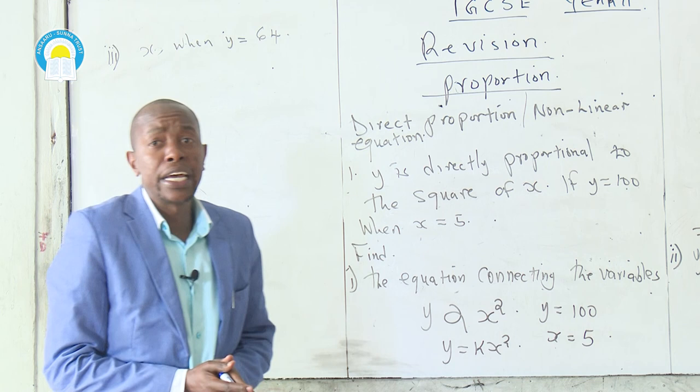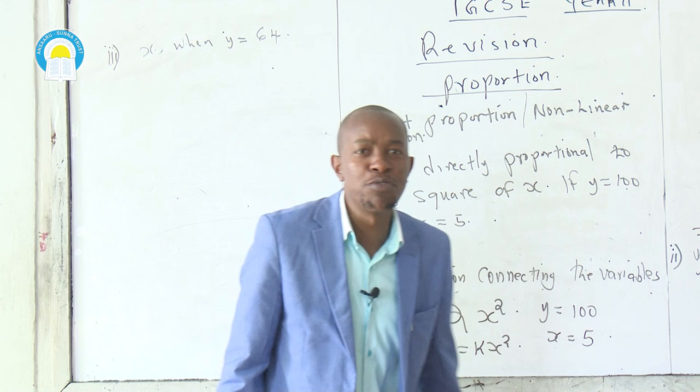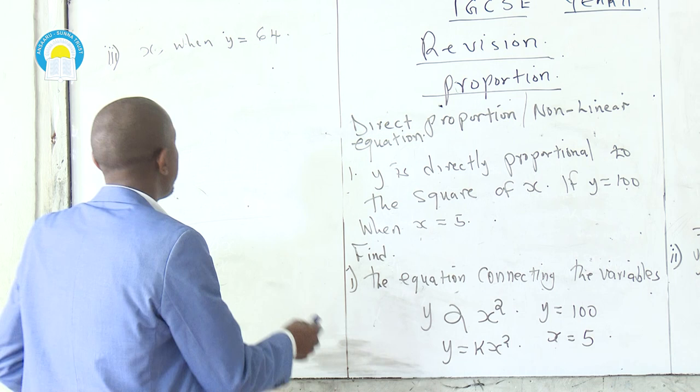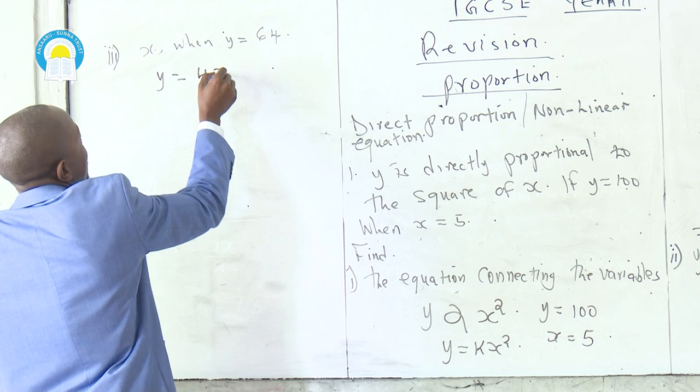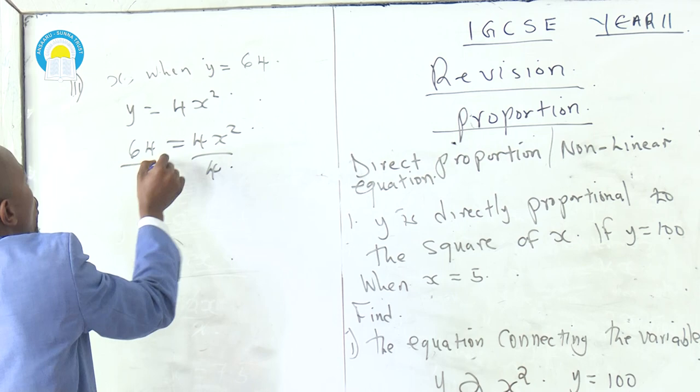You can only be in a position to find the value of x and y when you have found the equation connecting the variables. And the equation that we found here was y is equal to 4x squared. Now substitute that y. So we are going to say 64 is equal to 4x squared. Divide both sides by 4 so that we remove the coefficients.